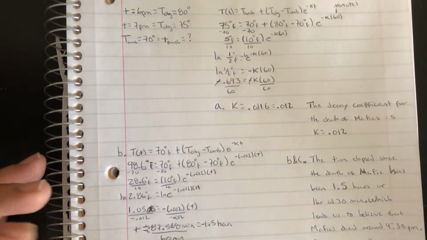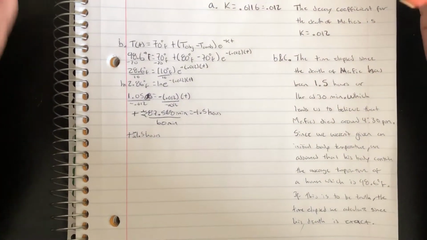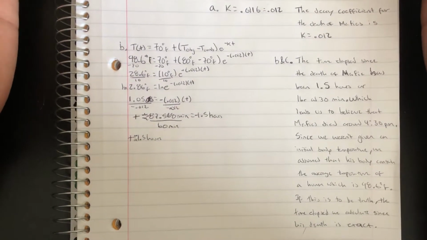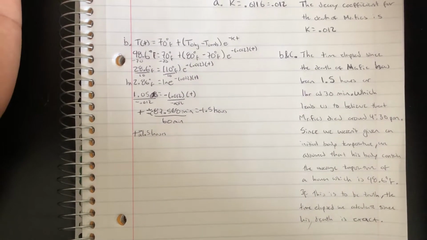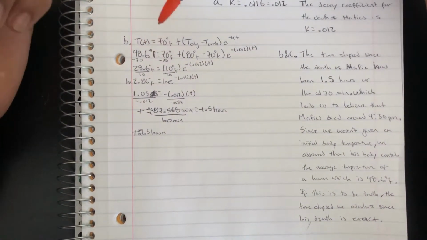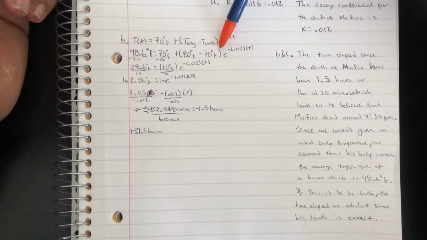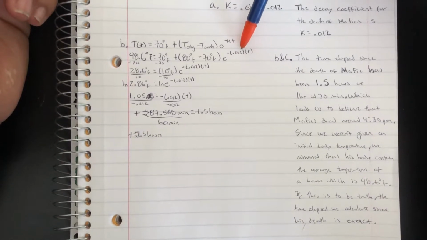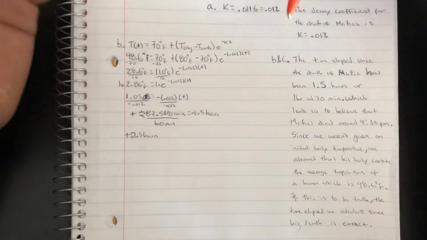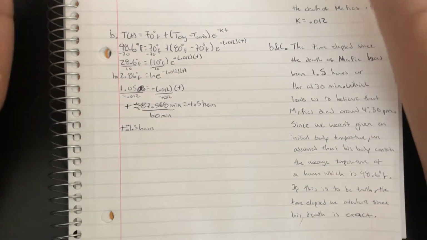That was part A. So for part B, since we weren't given an original body temperature value, we assumed that his temperature was going to be like an average person's temperature. So we plug in 98.6 Fahrenheit equals 70 Fahrenheit plus 80 Fahrenheit minus 70 Fahrenheit times e to the negative k value that we already found, 0.012, times time, which we were trying to find, the time elapsed since the time of death to the discovery time.